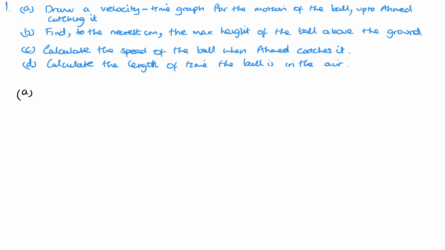So if I think of my velocity-time graph, I'm going to be starting with a velocity of 24 meters per second. And as it rises in the air, it's going to slow down at a constant rate until it hits 0, at which point it'll start to drop back down to the ground. So we've got exactly the same. These two should be symmetrical to this point.